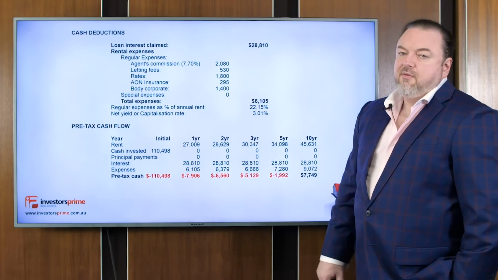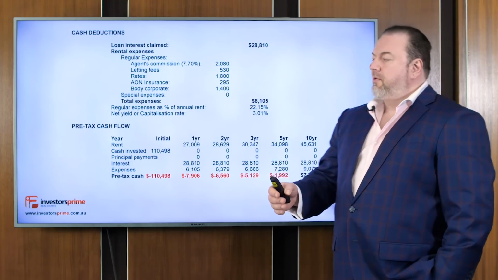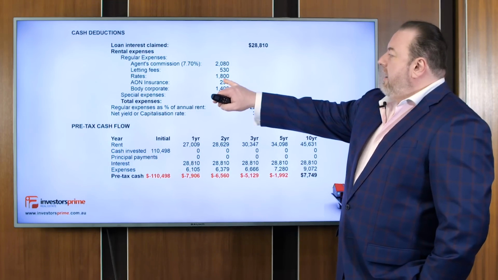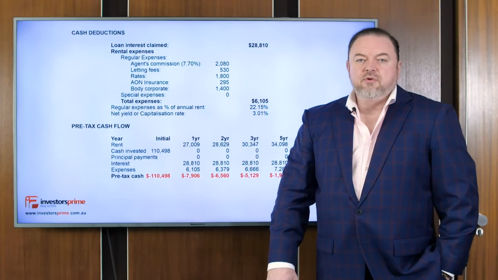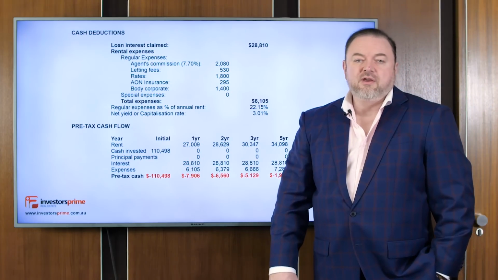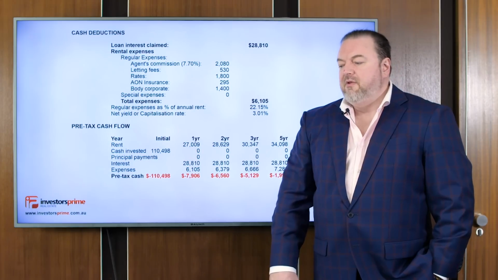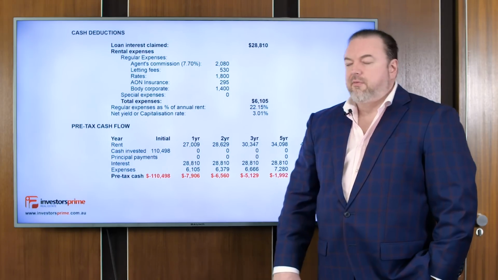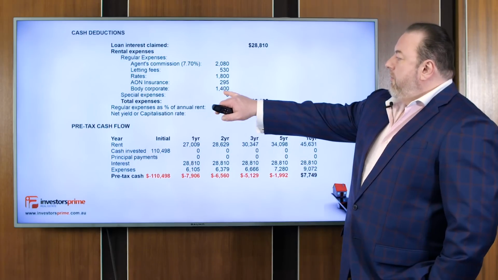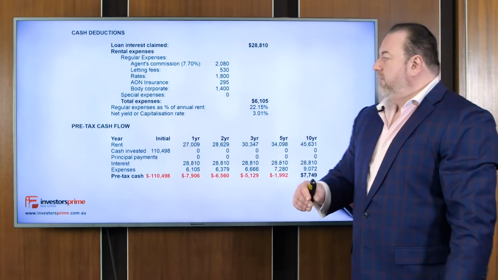Leasing fees, $530, which is to advertise on the realestate.com domain, take all the photos, do the write-up of the property. Then you have the rates, $1,800. Then you have Aon insurance, which is your landlord's insurance. It covers you for malicious damage to the property, accidental damage. So if tenants burn down your kitchen or drop a hot iron on the carpet, it's new for the replacement. And then you have Owners Corporation, which is $1,400, which covers you for building insurance and common areas.